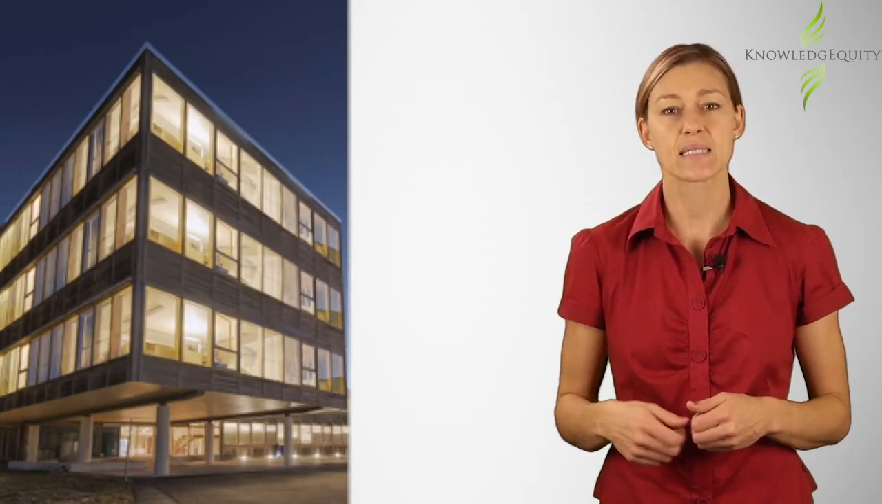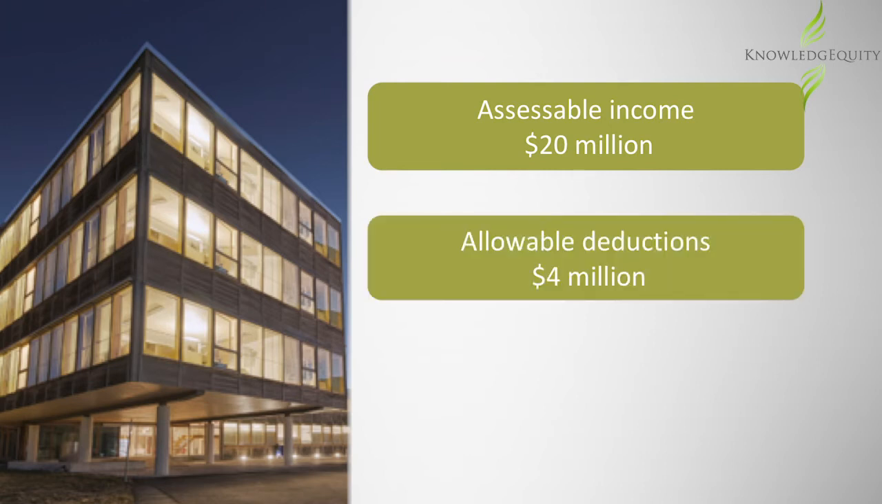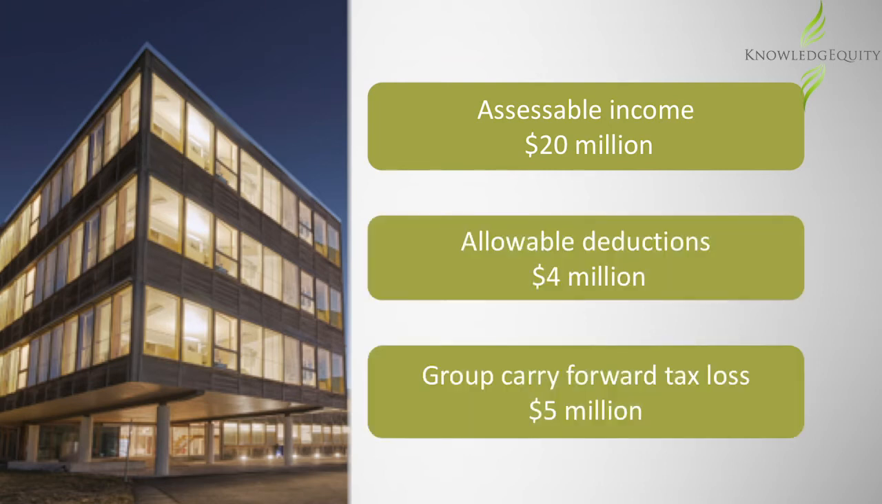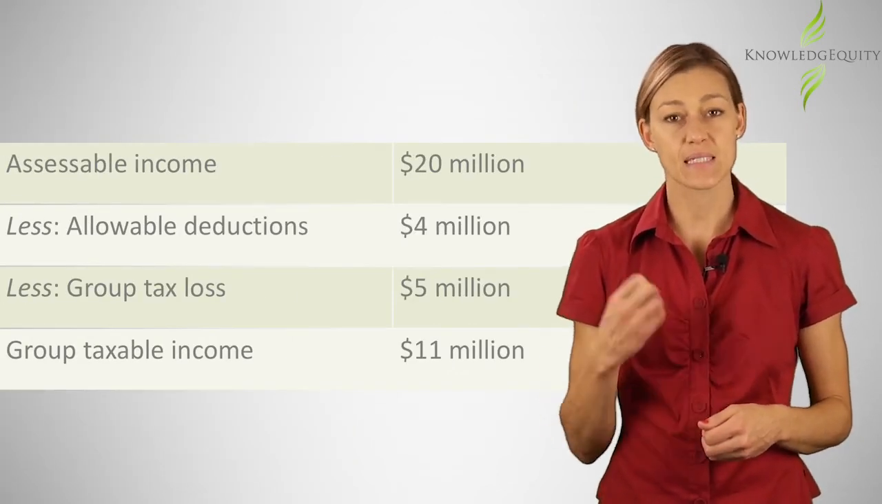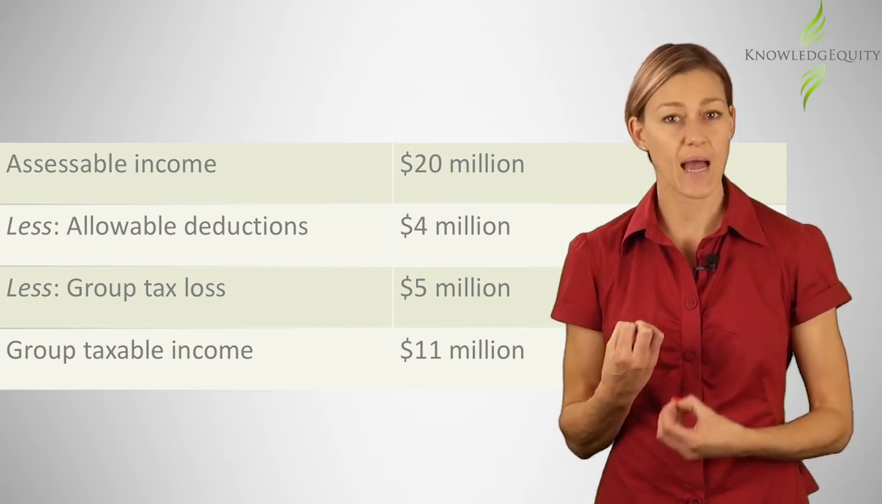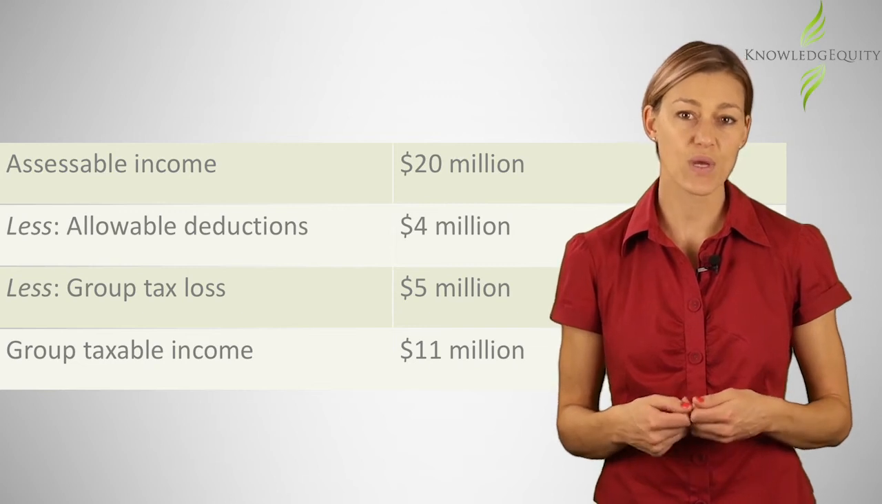Alpha's group has assessable income of $20 million, allowable deductions of $4 million, and a group carry-forward tax loss of $5 million. We now work out group taxable income by taking assessable income, subtracting allowable deductions and the group tax loss. This leaves us with $11 million.